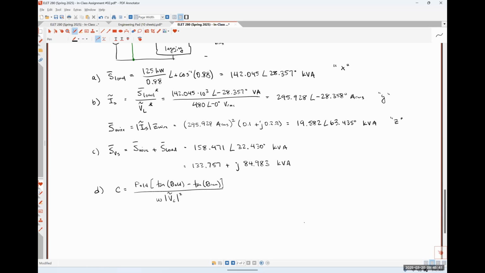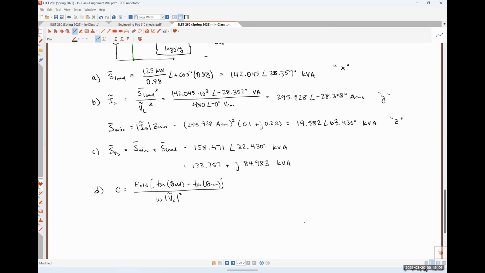I mean, possibly, but for what it's worth, it's literally already written down up here somewhere. I want you guys to figure out where it is. Where the hell did you get 28.35 from? Oh, and the angle of S load.